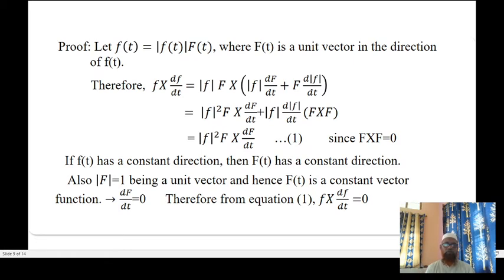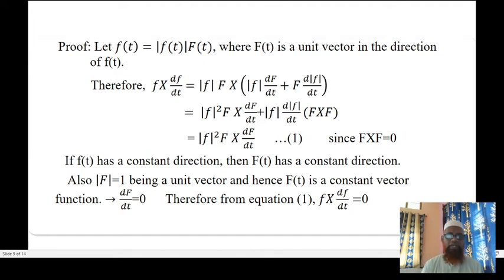So simplifying, |F| into |F| is |F|² into F cross dF/dt, plus |F| into d/dt of |F| cross F. So simplifying, we get F cross F, which is equal to |F|² into F cross dF/dt. This is equation 1. Since F cross F is 0, the second term is 0.